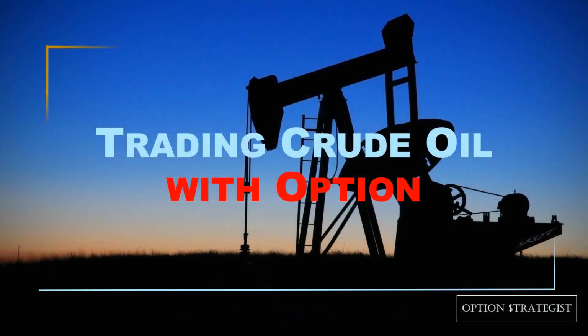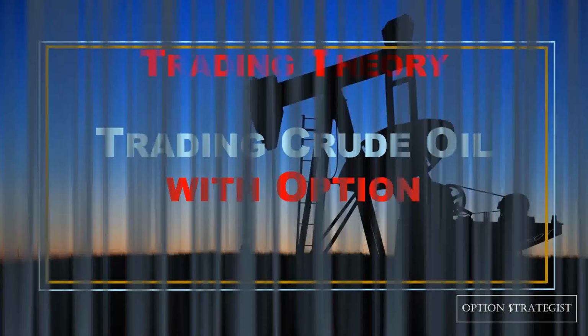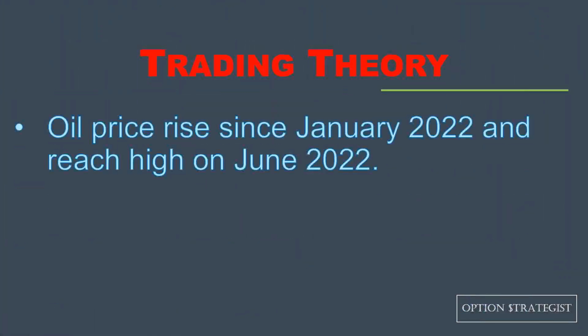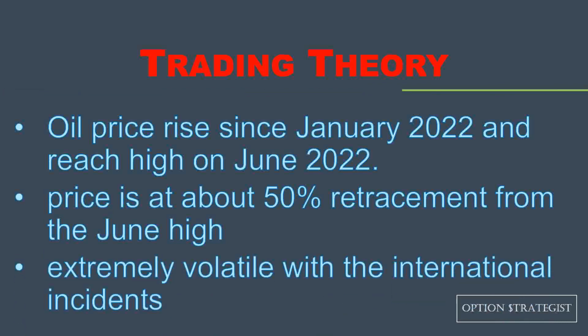In this video, I want to talk about how I plan to trade crude oil with options. Oil price has started to increase since the beginning of 2022 and then started to drop after reaching the high in June. Now the price is at about 50% retracement from the June high. The price is extremely volatile with the international incidents.